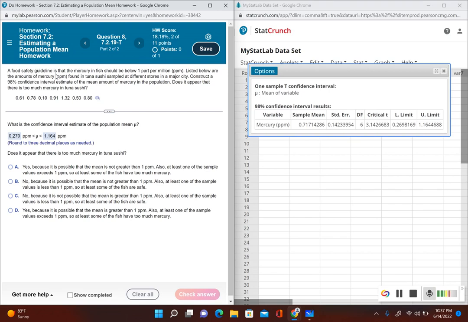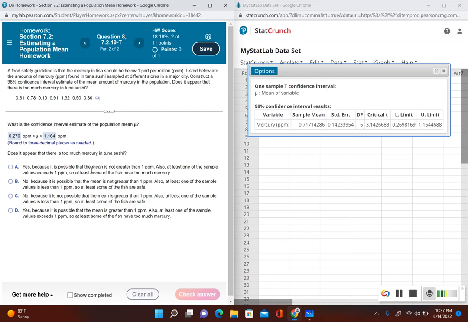Well, it says the food safety guideline is that the mercury in fish should be below one part per million. Well, since one part per million is included in this confidence interval, that indicates that there is too much mercury in this sushi. So let's go ahead and take a look. So we know our answer is going to be yes. It's either A or D. Let's see which one makes the most sense.